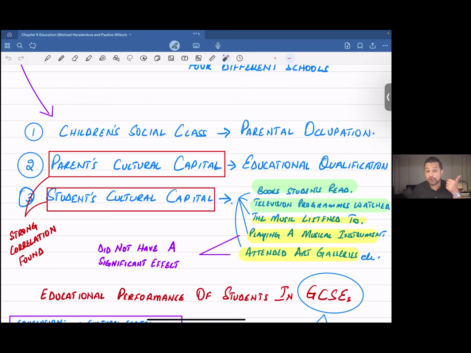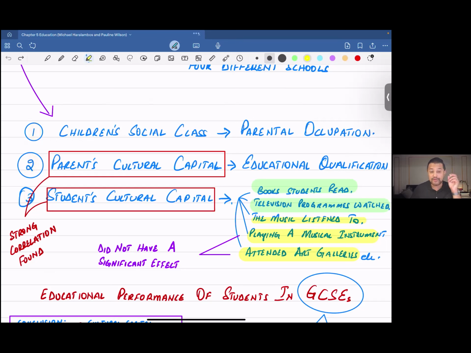She chose reading as one factor. When I talk about book reading, I'm talking about the types of books that a child or a student reads. Number two, the type of television programs that the child was watching. Number three, the type of music the child was listening to. Number four, the musical instrument that the child would play. And number five, if the child did attend any art galleries, theater, and so forth. So there are three elements that we're catering to, the last one being the student's cultural capital.